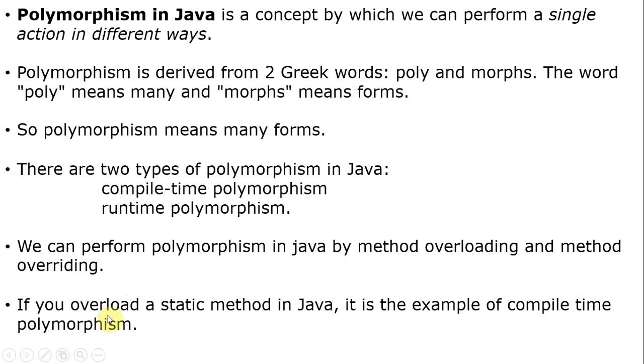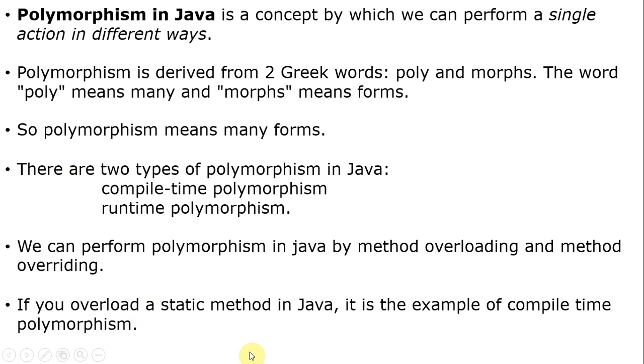Very important: we cannot override a static method, but we can overload a static method. There is a difference between overloading and overriding. In overloading, except for the return type, the signature should differ. Only the name of the method is the same, but the order, number and type of parameters all differ. We won't consider the return type.